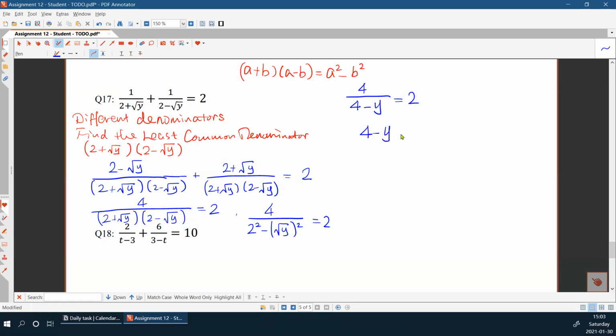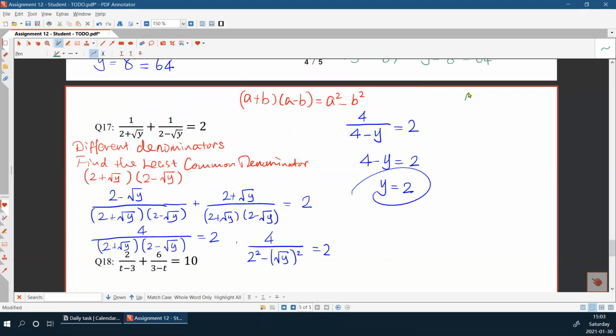This means 4 minus y is actually 2. And this gives us y is 2. Okay, this is the final solution. Do you have any questions? Any questions? No? Okay, of course, there is an alternative method.